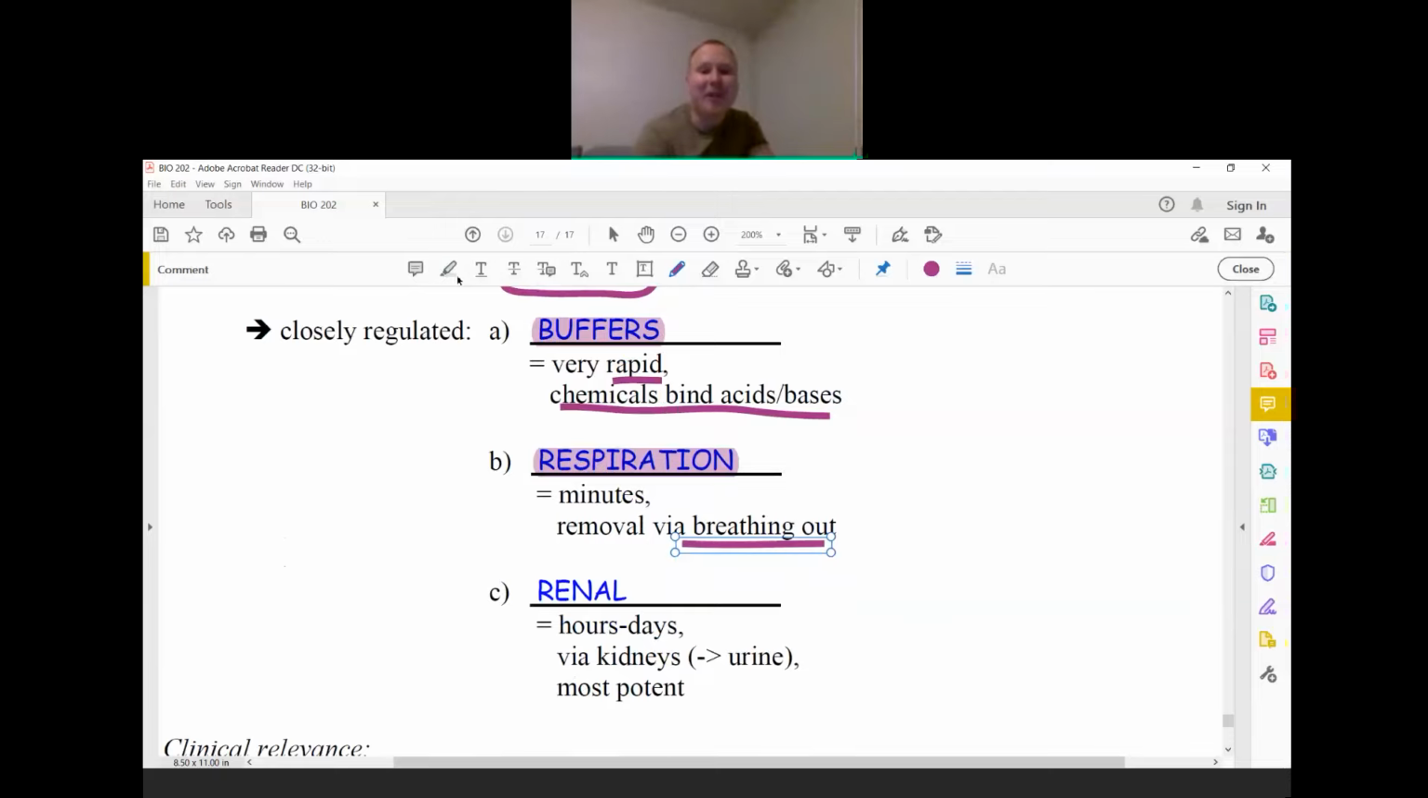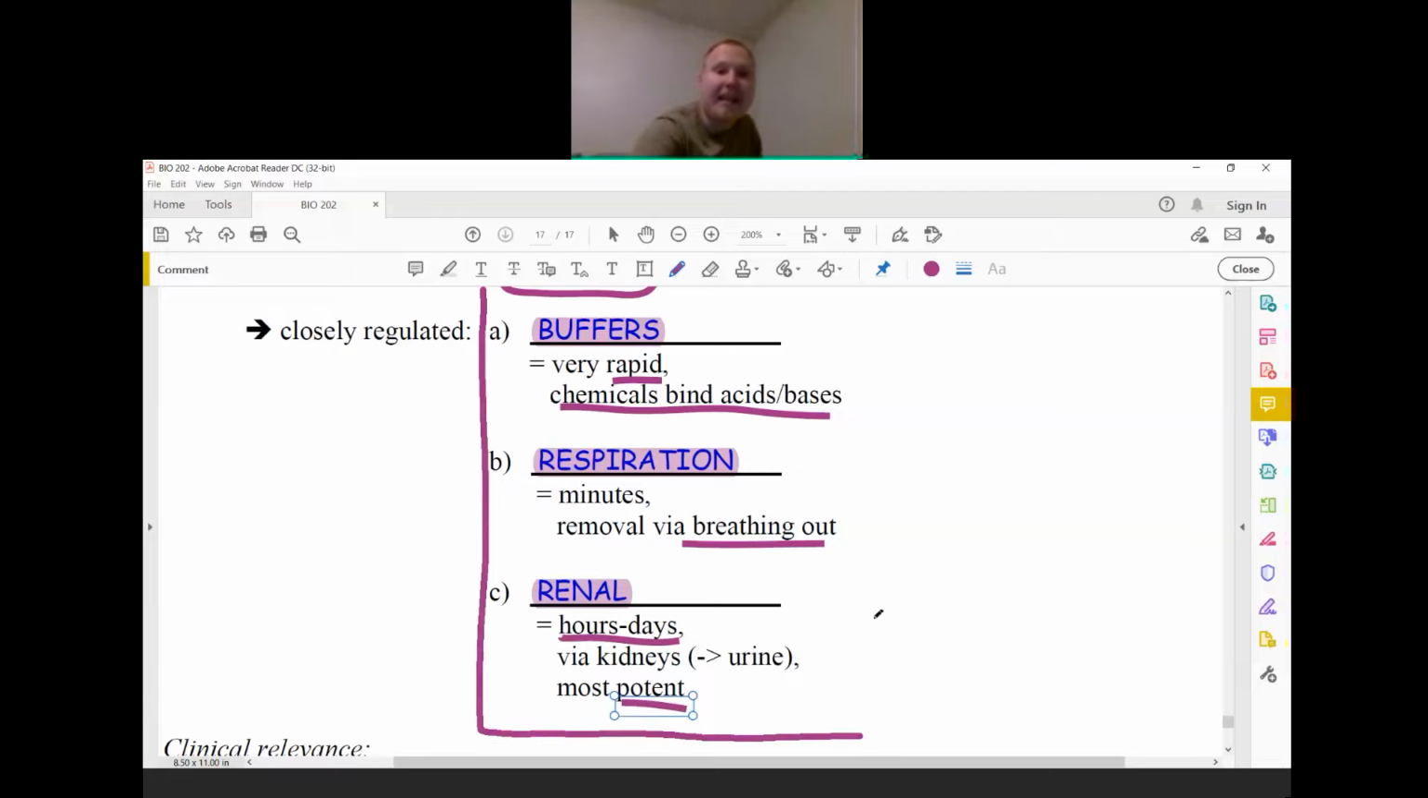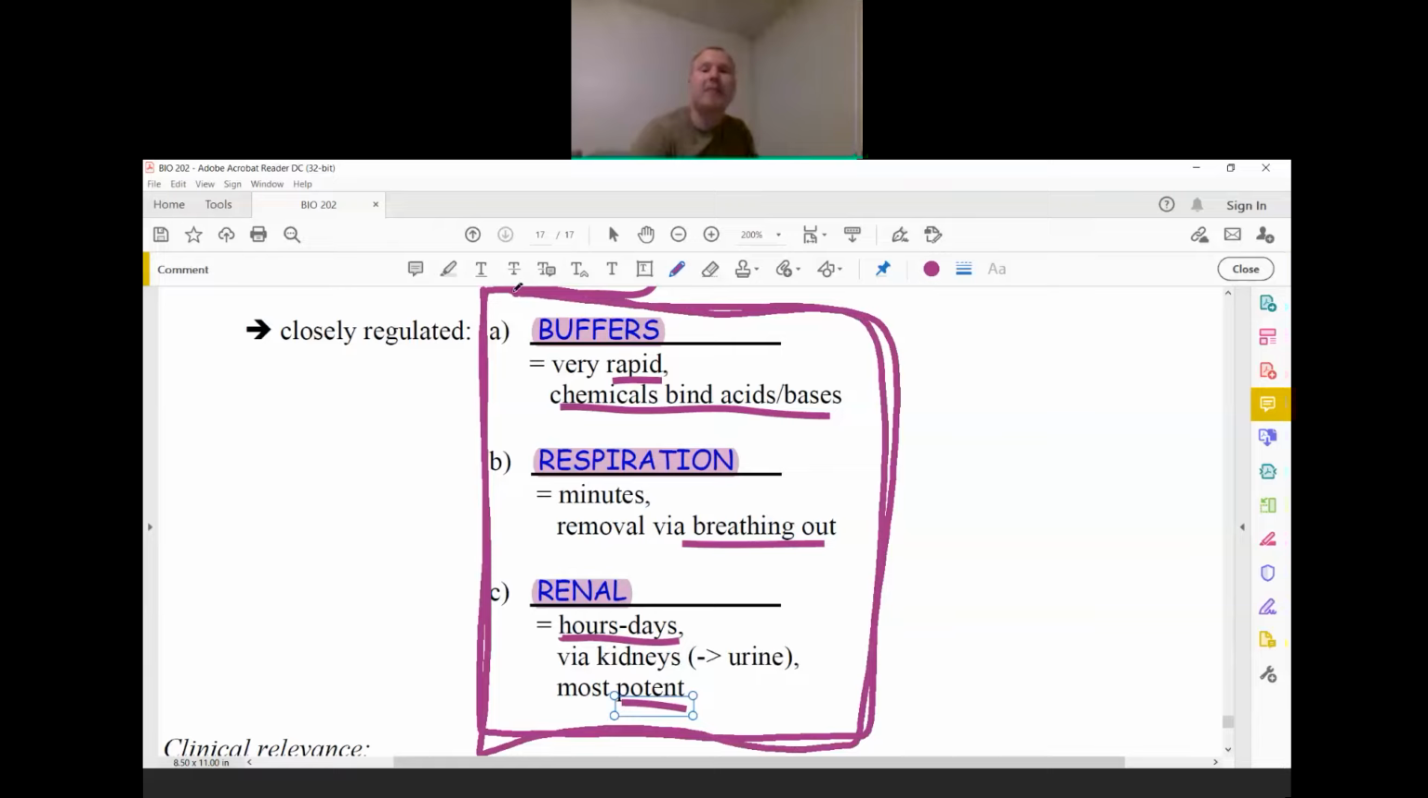And of course, from the urinary system, you remember that the most efficient way of getting rid of the hydrogen ions is through kidneys making urine. That's known as a renal response, and that can take longest of these three that we saw, so anywhere between hours to days even.